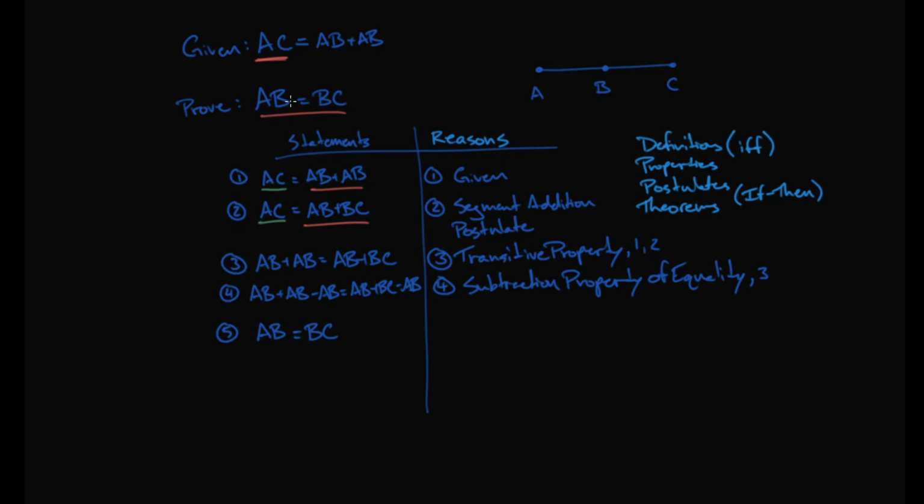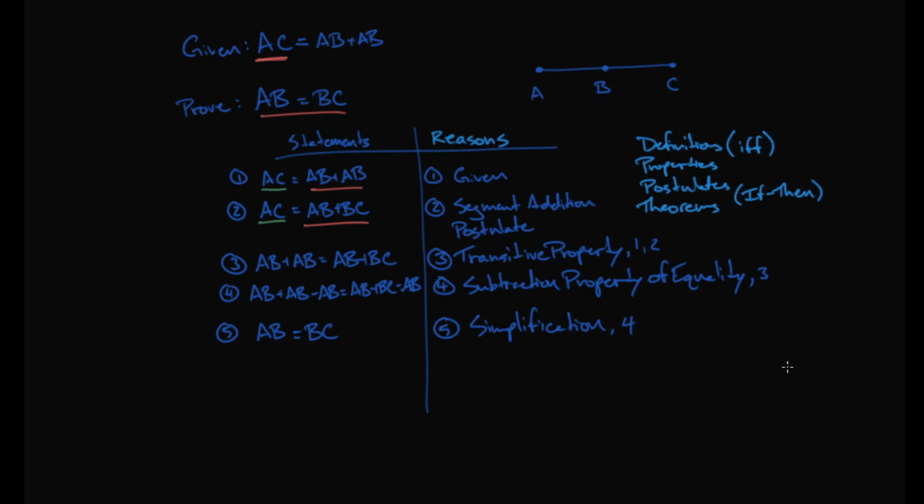And so this matches my proof statement, so that means it's going to be my last thing. I'm done. I just need to give a reason for that. And my reason, of course, is that I was simplifying. So this is just simplification. And where did that come from? That came from statement number 4. So this is what a two-column proof looks like.